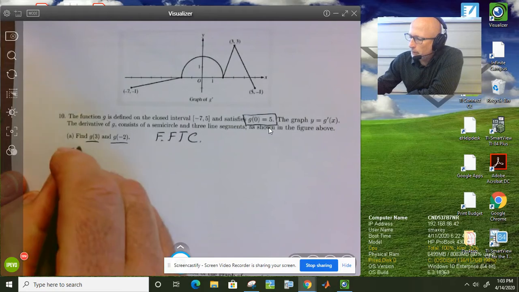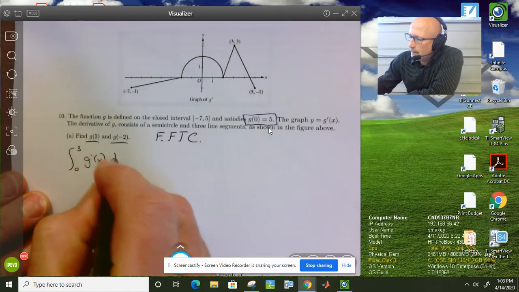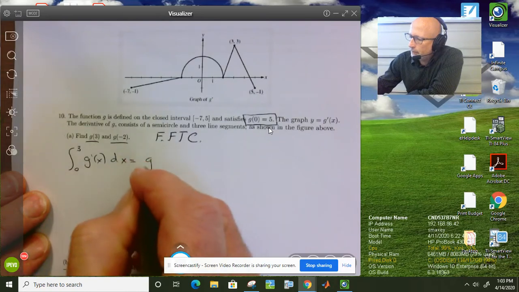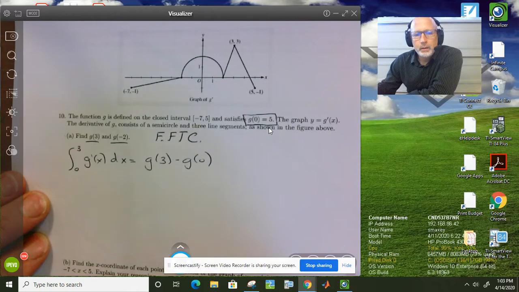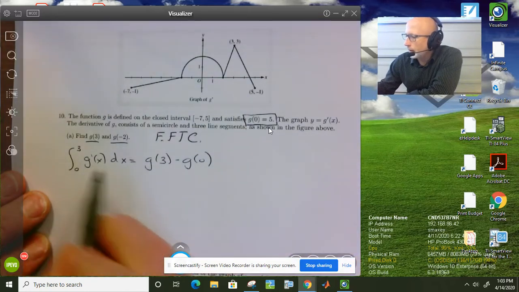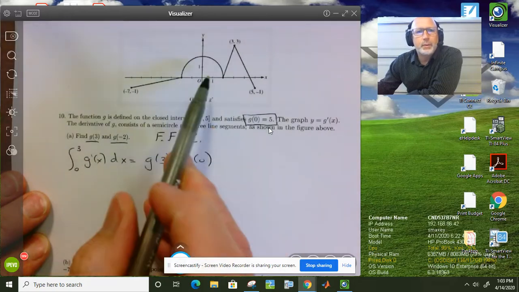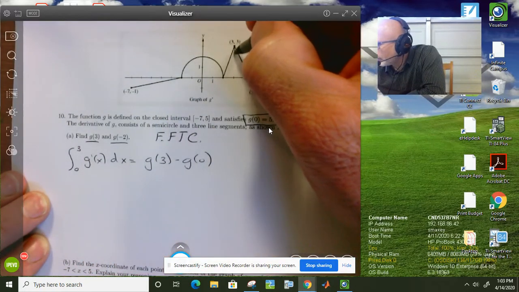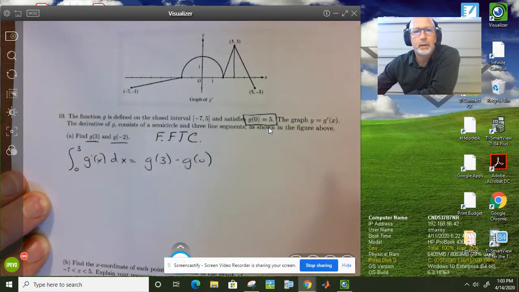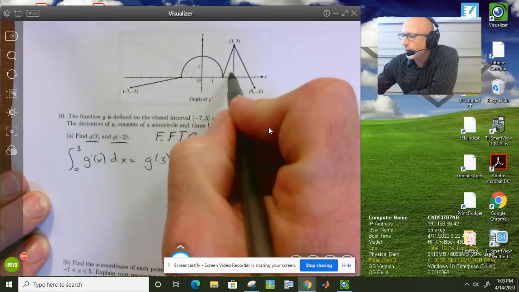So the integral from 0 to 3 of g prime of x dx will be equal to g of 3 minus g of 0. So what is the integral of g prime from 0 to 3? I don't know exactly what the functions are, but what I do know is I have the area below the curve. So I just need to find the area of this quarter circle and of this triangle.